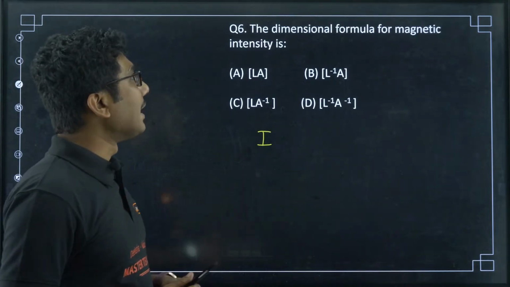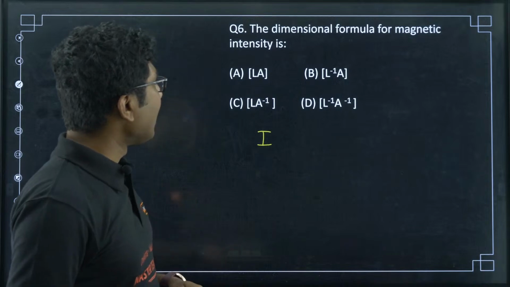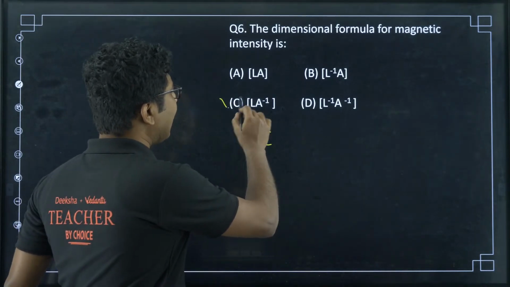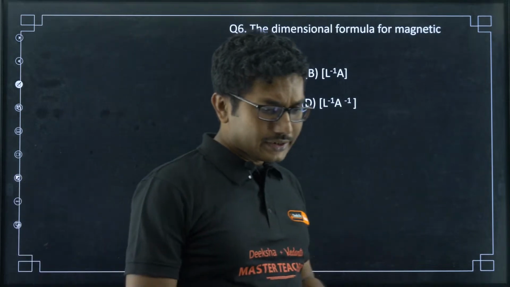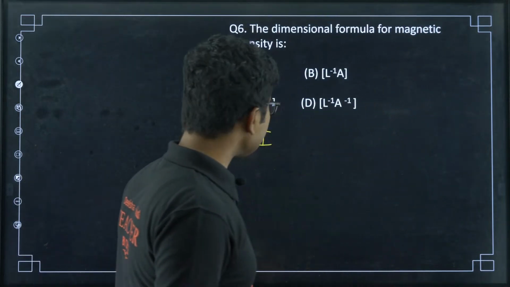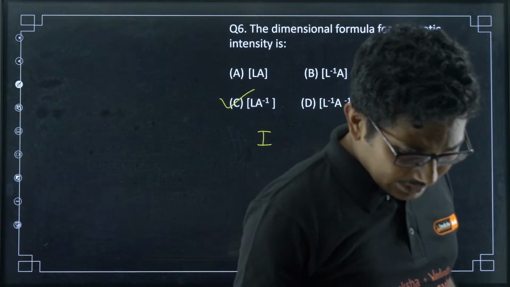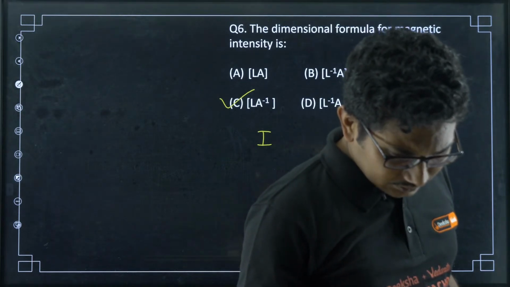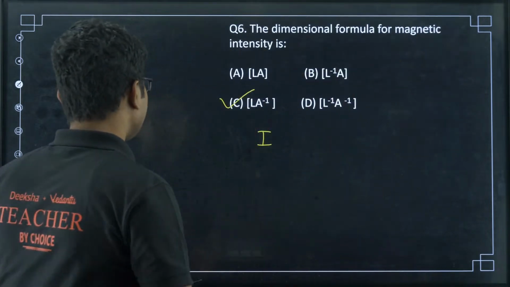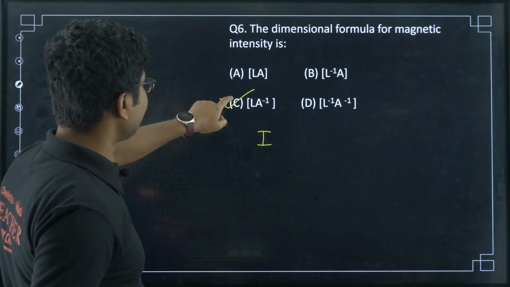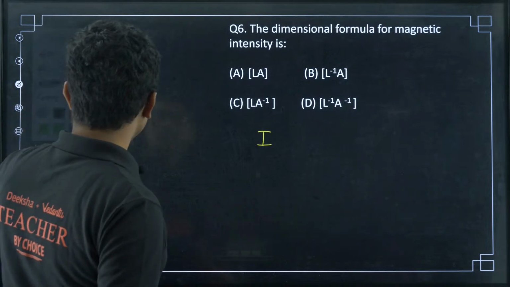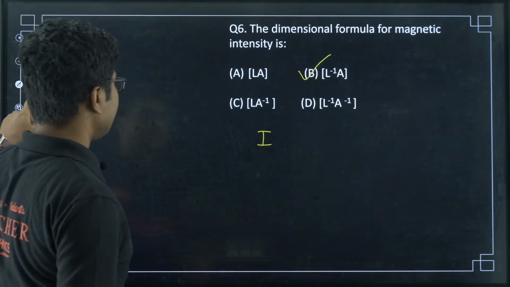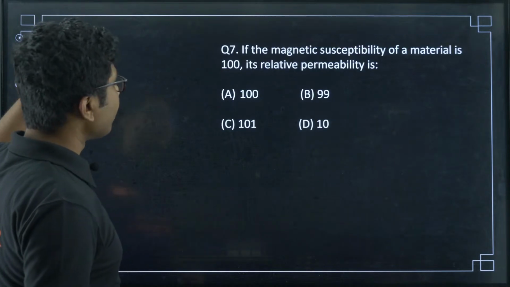Now, let us see the dimensional formula for magnetic intensity. Magnetic intensity is length per ampere inverse. Correct answer is option C. Let us see. Sorry. It will be length inverse ampere, that is ampere per length. So this is the correct answer. Option B is the correct answer. Yes, right. Now let's move on to the next question.